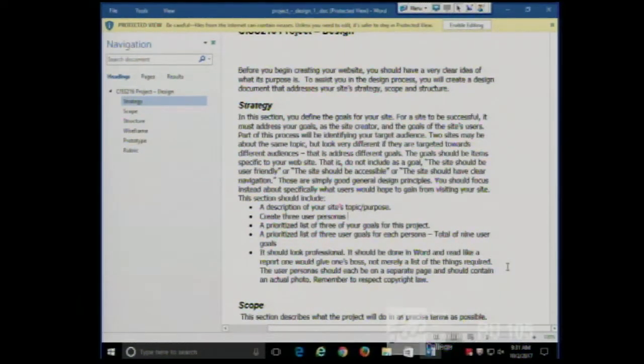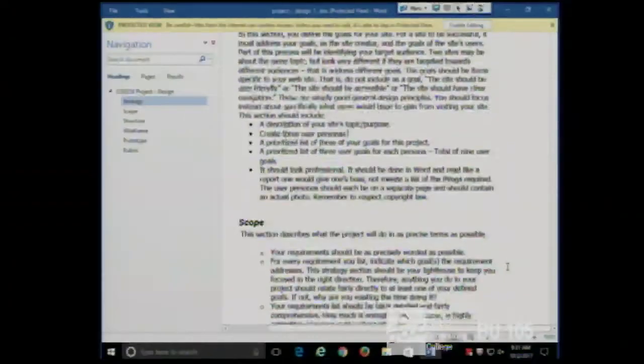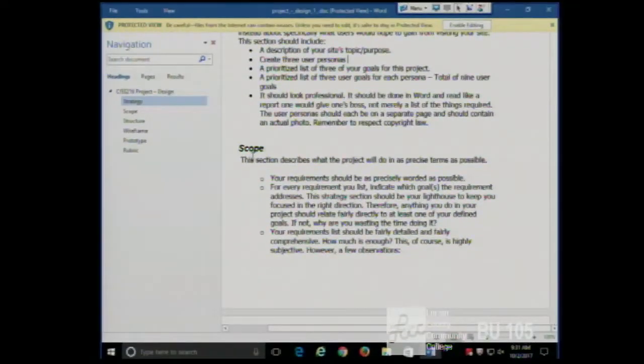The scope. The scope describes what the project will do in as precise terms as possible. In other words, I've defined some goals. How are we going to meet those goals? What are we going to put on the site to satisfy those goals?